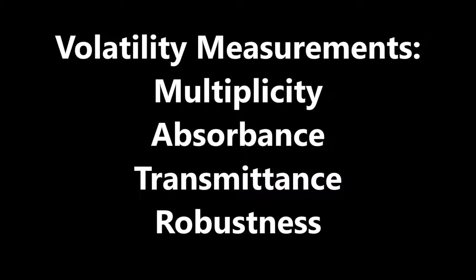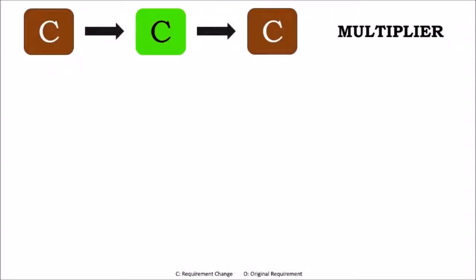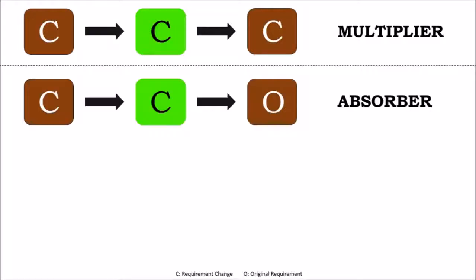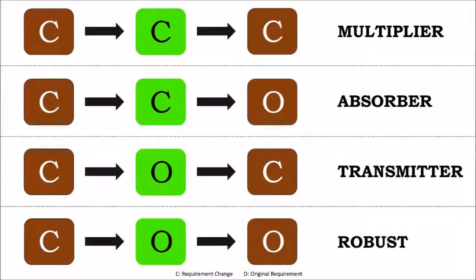Requirement changes can be described as follows. A multiplier is a requirement affected by an initial change and thus causes other related requirements to change. An absorber is a requirement affected or changed though does not propagate the immediate change of other requirements. A transmitter is a requirement not affected by an initial change though causes other requirements to change. A robust requirement is not affected by changes in an initial requirement and does not propagate change to other requirements.